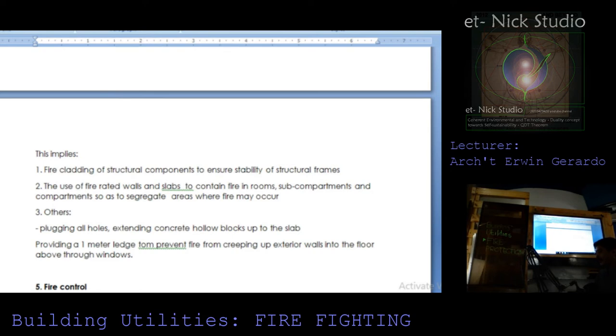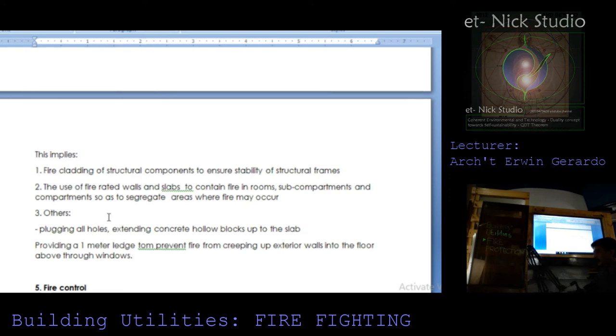The use of fire-rated walls and slabs to contain fire in a room, subcompartments, and compartments so as to segregate areas where fire may occur. So number two is actually known to be the compartmentalization. Others: plugging all holes, extending concrete hollow blocks up to the slab. Once you have a wall, it should not just reach up to the ceiling, because above the ceiling there's still a perforation there. That is why the wall should reach from the ceiling up to the slab.